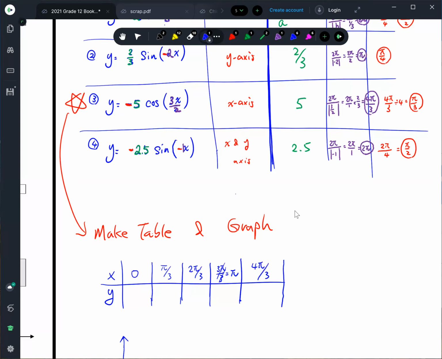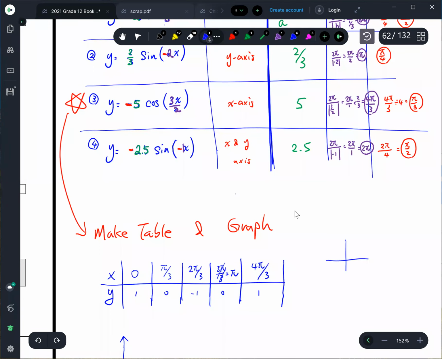Caleb? 2. Starts with 2. I'm sorry, 1. Yes, starts with 1, okay? And then? Oh, 1. 1, 0, -1, 0, 1. Yes, okay. You just follow the clock on the axis, right? For cosine, it'll be 1, 0, -1, 0, and then 1 again.